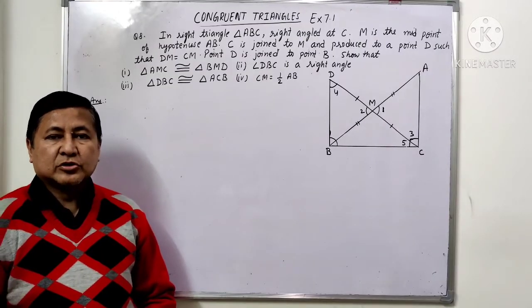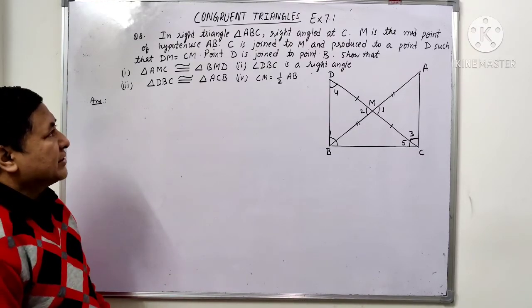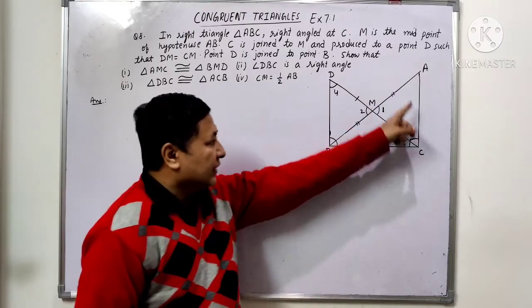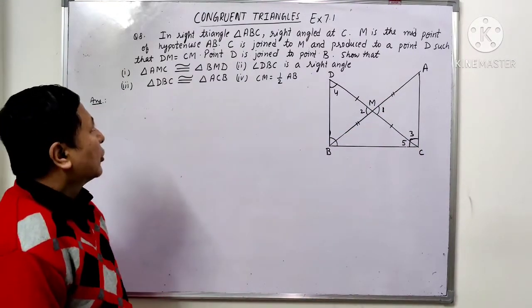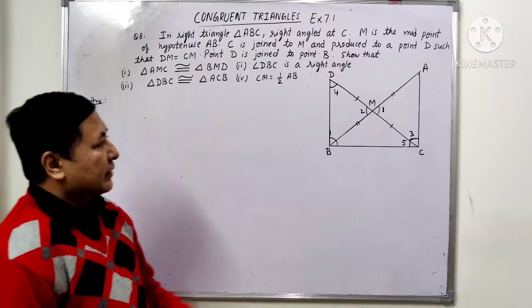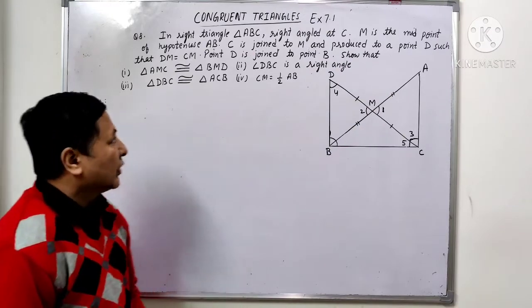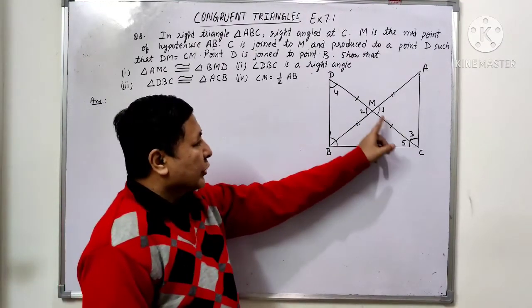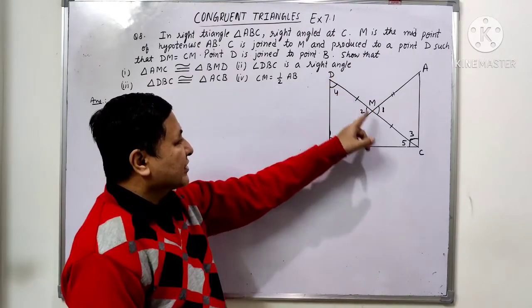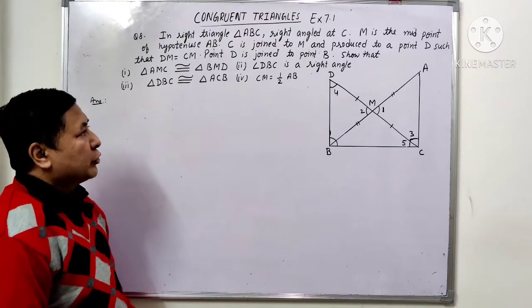Now let us solve question number 8 of exercise 7.1. In right triangle ABC, right angle at C, M is the midpoint of the hypotenuse AB. So that means AM and BM will be equal. C is joined to M and it is produced to D such that CM and DM are equal. D is joined to point B.